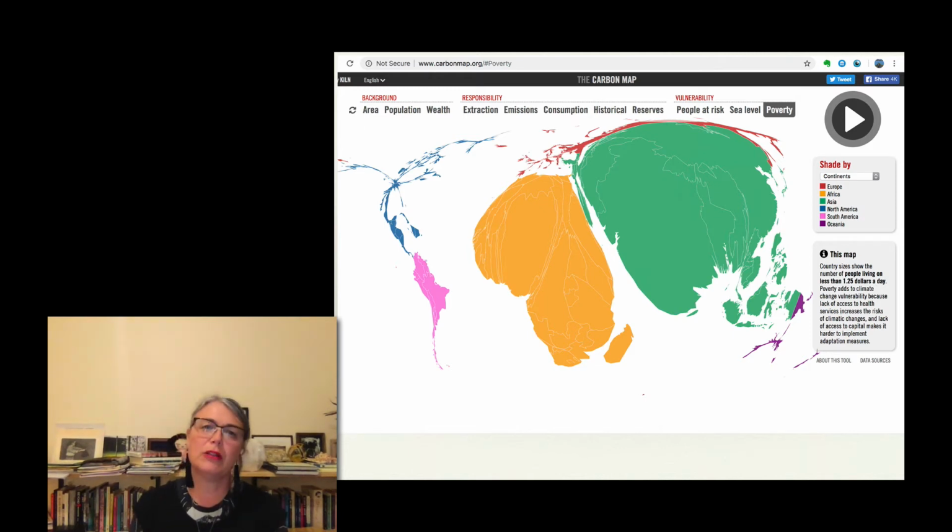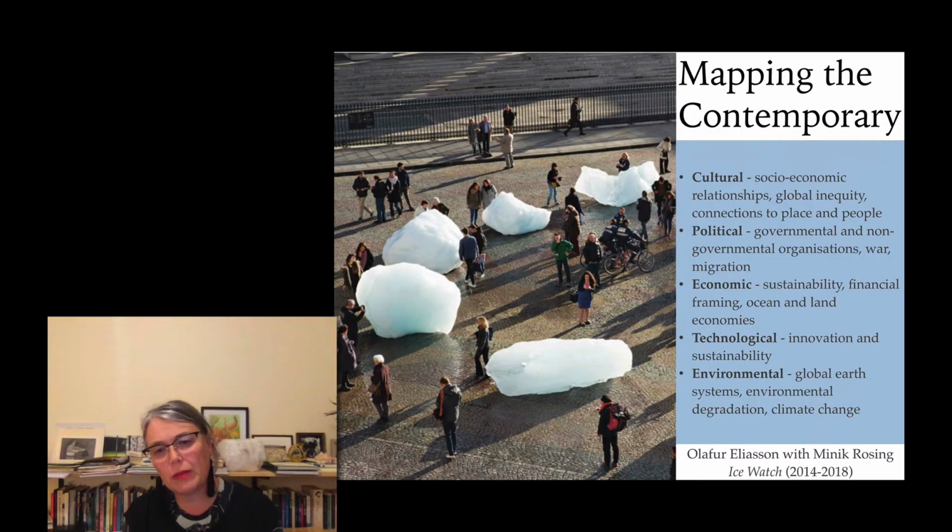So this is an artwork. It's a work of design, but it's also a work of art because it helps us to aestheticize, it helps us to imagine, and it helps us to think through the contemporary environment and the contemporary context that we're all dealing with. More familiar to you might be this work by Olafur Eliasson that helps map the contemporary through these 5 frameworks that I've been talking about.